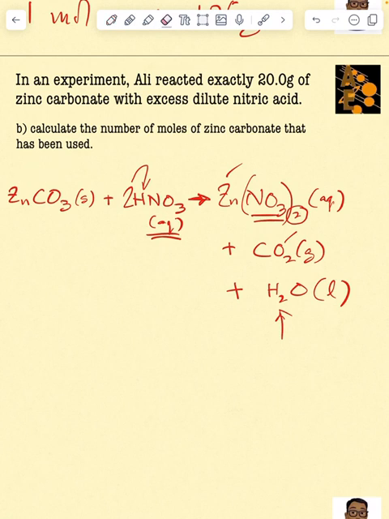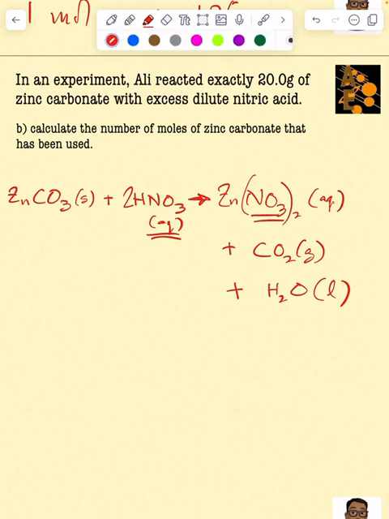Okay. In other words, what it means, and some students after balancing do not know what it means. When you have nothing in front of the zinc carbonate, it means 1 mole of zinc carbonate reacts with 2 moles of nitric acid. The number 2 there means the number of moles. All right, 2 moles of nitric acid give out 1 mole of this zinc nitrate, 1 mole of carbon dioxide, and 1 mole of water. All right, do take note of that.